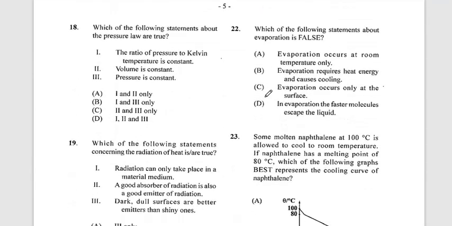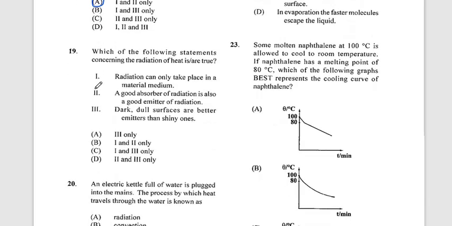Number 18. Which of the following statements about the pressure law are true? A. The ratio of pressure to Kelvin, which is absolute temperature, is constant, and also volume is constant. Number 19. Which of the following statements concerning the radiation of heat is or are true? D. A good absorber of radiation is also a good emitter of radiation. Dull surfaces are better emitters than shiny ones.